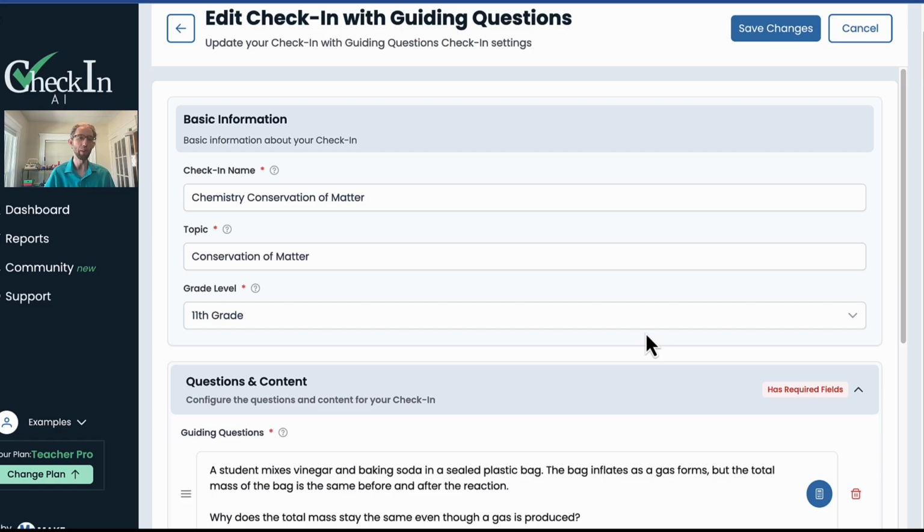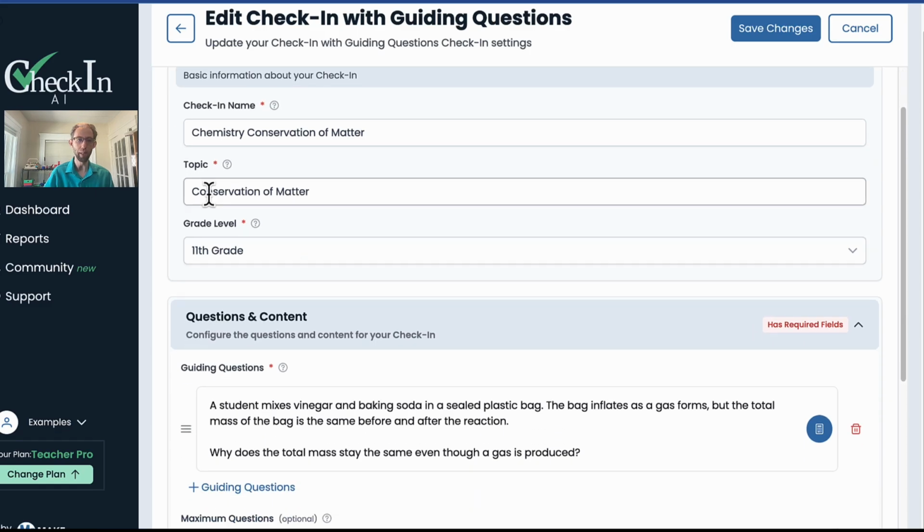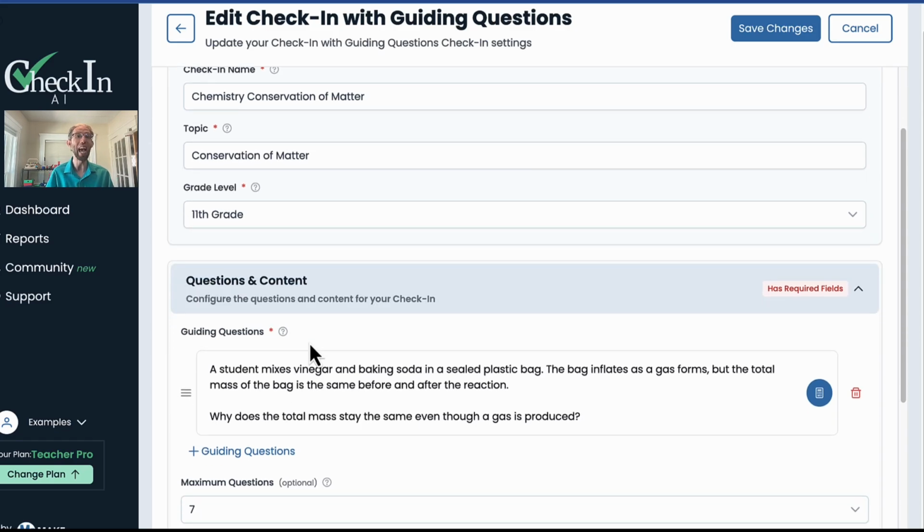So the way you set up a check-in is you choose a topic, in this case conservation of matter. That's the topic the check-in will focus on. And then you choose a grade level that tells the check-in the reading level you want it to be and the understanding level. And then the real power of these check-ins is you can add guiding questions. You have to have at least one. And these guiding questions guide the conversation. In fact, the AI will always ask the first guiding question as the first question to start off the conversation. So in this case, I put an example.